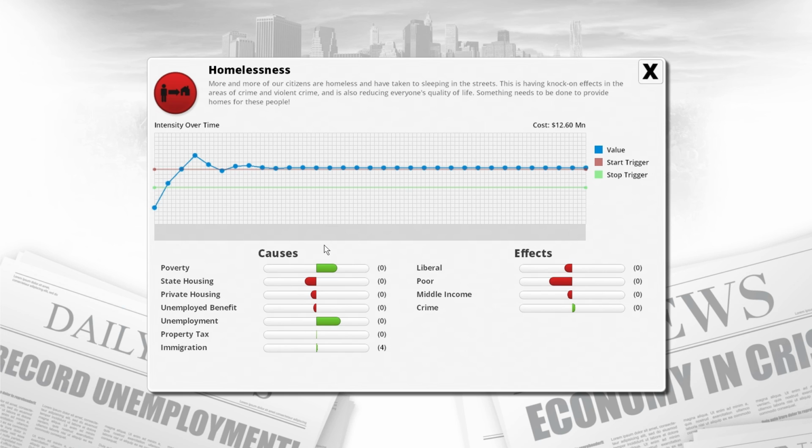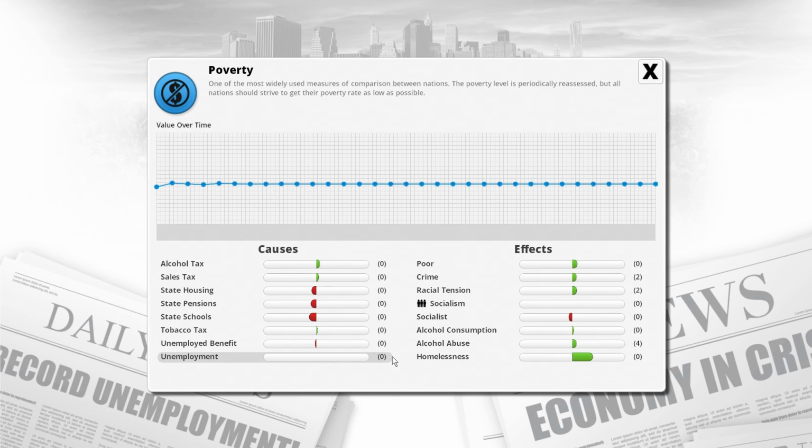So we got poverty is not bad. No, poverty, sorry, is actually a positive influence on homelessness. So just because it's a positive number here is not a good thing. We want to lower poverty. So you can click on that, and you can further drill down into what the causes are of all these things. So the alcohol tax is a positive effect on poverty.